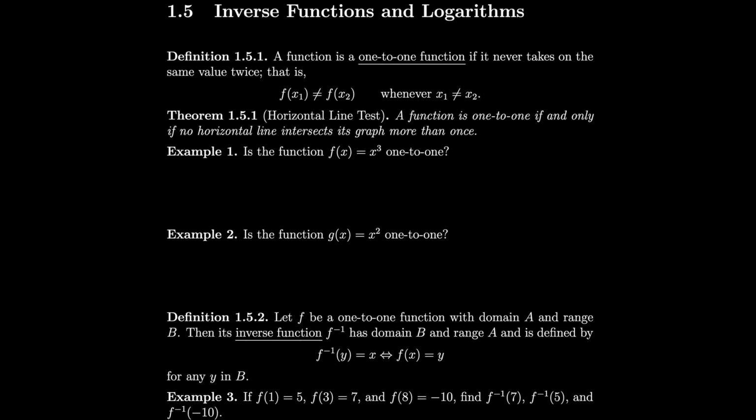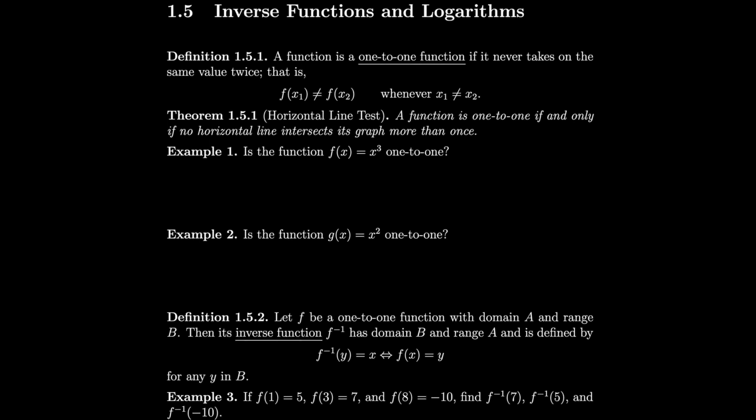Section 1.5, Inverse Functions and Logarithms. A function is a one-to-one function if it never takes on the same value twice. That is, if we have different x values, then we get different y values. In order to see if a function is one-to-one, we have a test that's analogous to our vertical line test called the horizontal line test. It says that a function is one-to-one if and only if no horizontal line intersects its graph more than once.